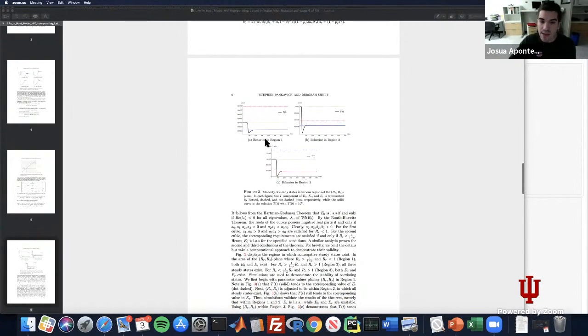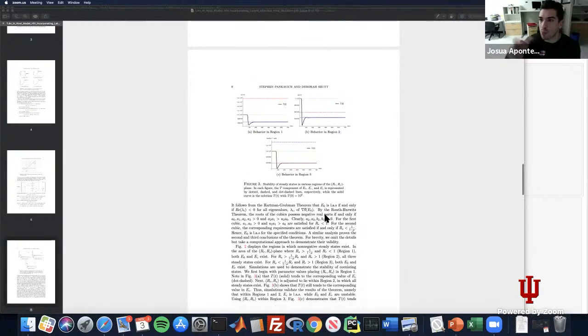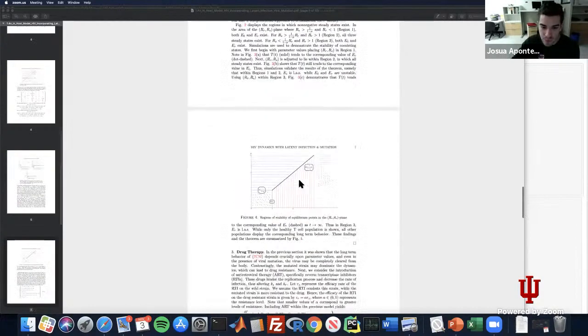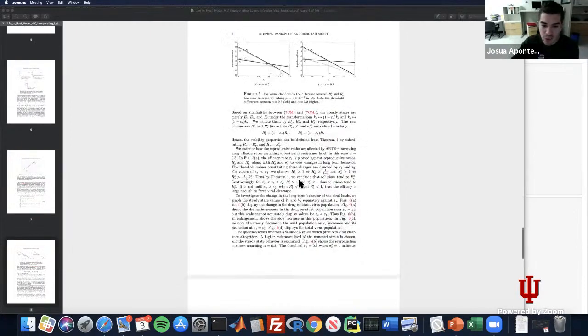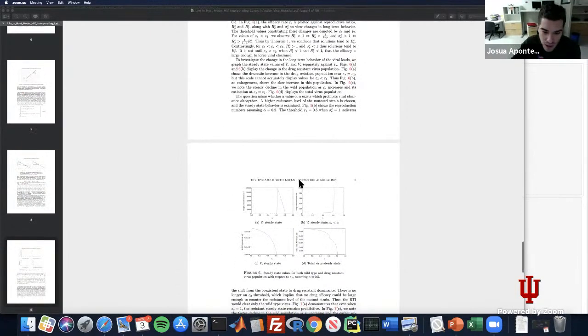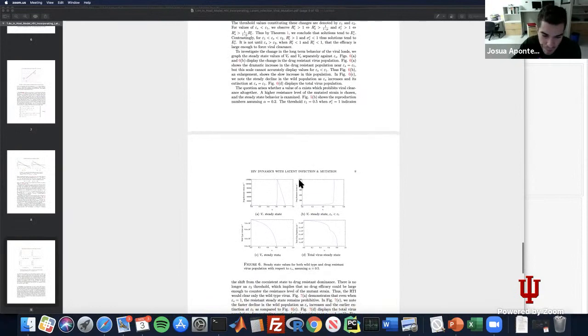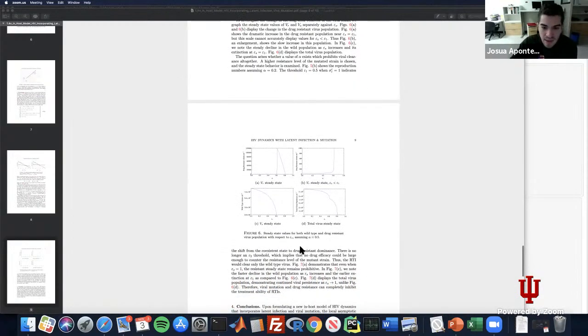The results that we will get will look something similar to these plots, and then we can compare them to the results that they're getting here. The stability analysis, I'm not sure we're interested in doing.